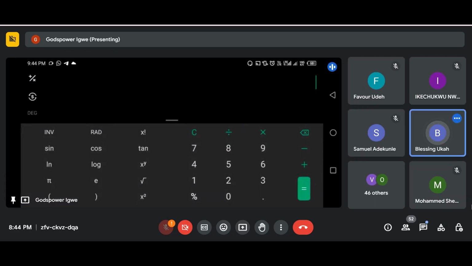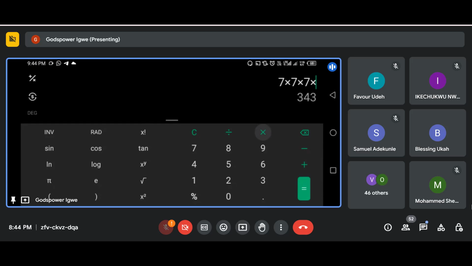7 times 7 times 7 times 7 times 7 times 7 is 7 raised to power 6. 1, 2, 3, 4, 5, 6. Okay, it's the same thing. So 7 raised to power 6 is going to give us 117,647.